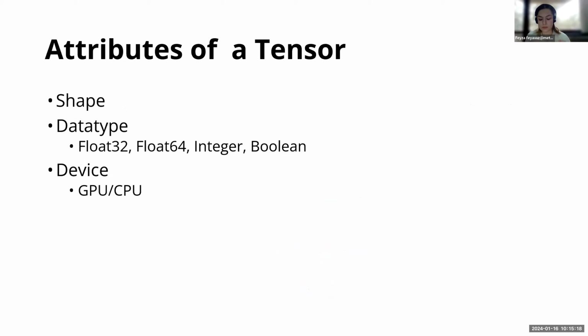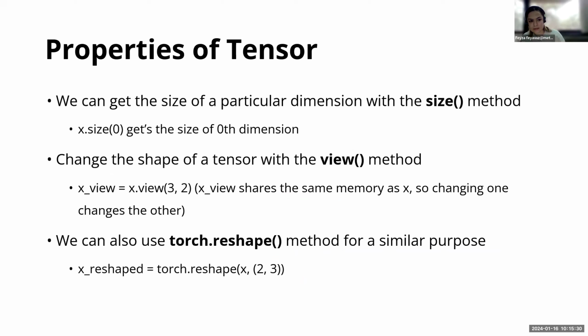We should now see how we can manipulate the shape of a tensor. We can get the size of a particular dimension with the size method. For example, this line gets the size of dimension 0, which means the row dimension. Or we can change the shape of a tensor with the view method.